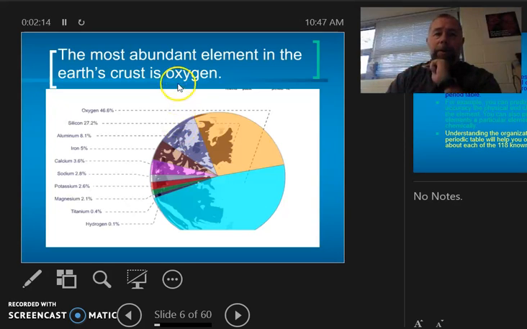On Earth, the most abundant element in the Earth's crust is oxygen. Now, when you're writing something like this down, if you don't know what the word abundant is, you need to look that up or raise your hand and ask. Abundant, there's a lot of it, okay? It's plentiful.